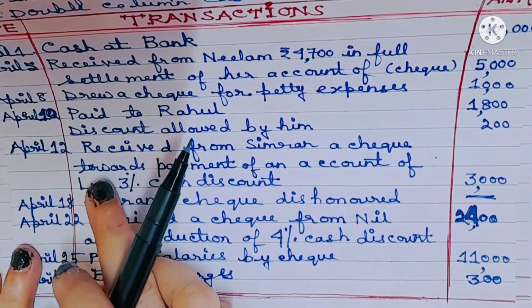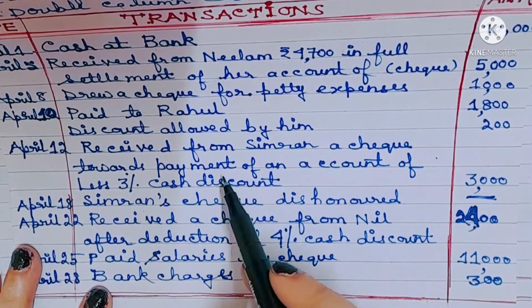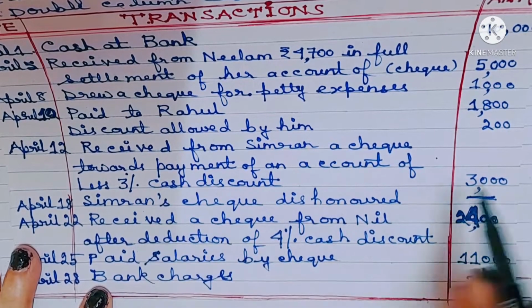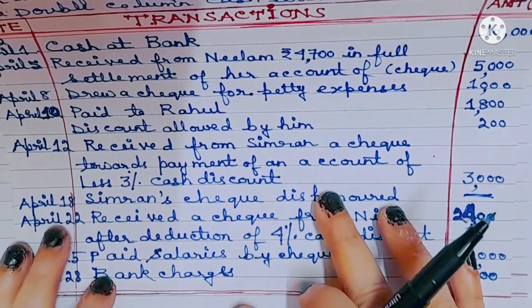The next transaction is on 12th April received from Simran a check towards payment of an account of 3,000 less 3% cash discount. So what is the amount received from Simran?